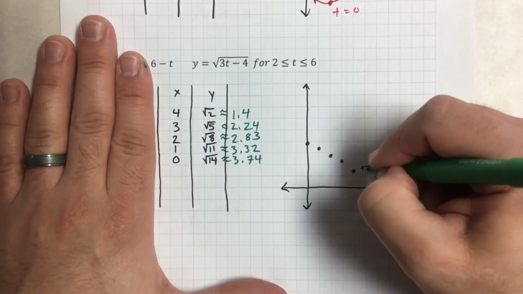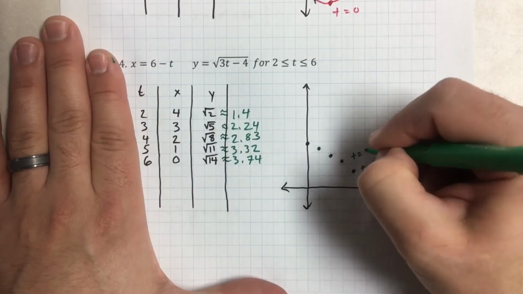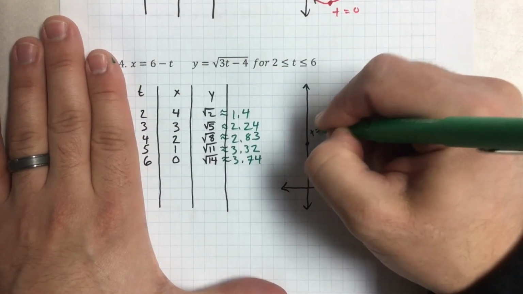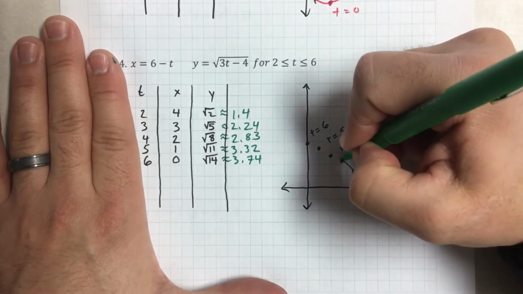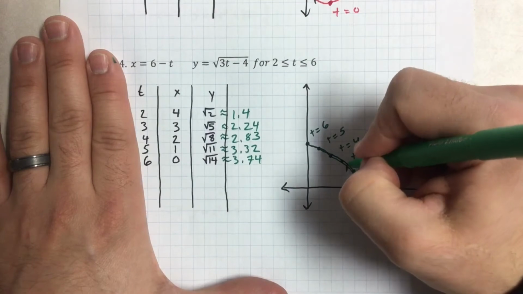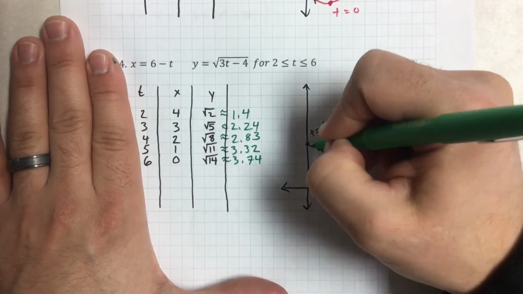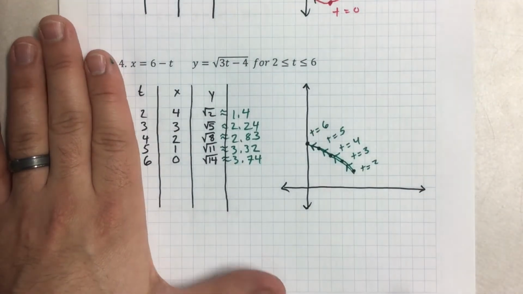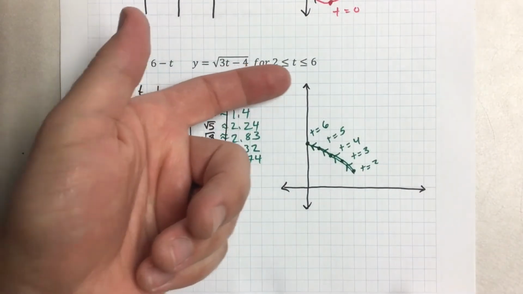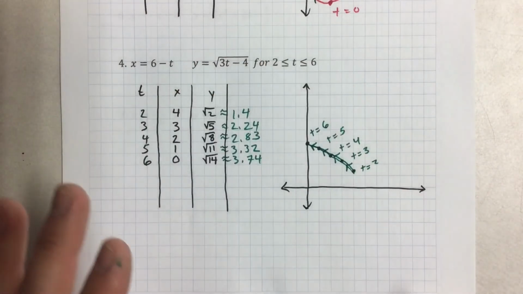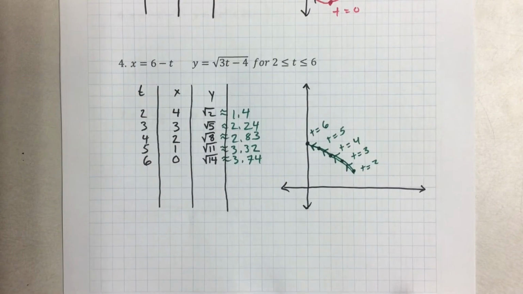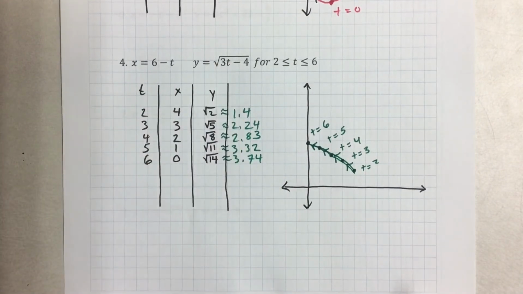Go ahead and mark t equals 2, t equals 3, t equals 4, t equals 5, t equals 6. Go ahead and connect our points. Draw our arrows. And there we go. It's important to recognize with this parametric equation that the t interval is limited. For example, I could not have a t value of 0. Well, you can look at this and think of why.